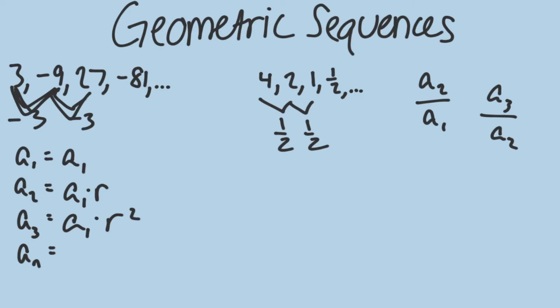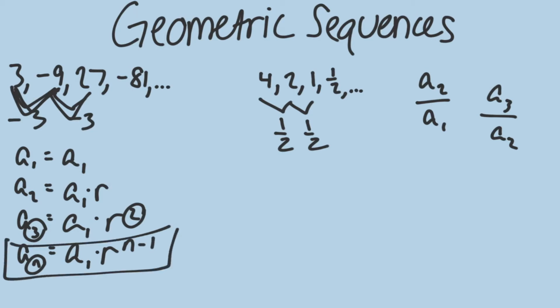We could keep going, but we can generalize this. If you notice, they all have an a sub 1, and then times r to the whatever this number is. It's 1 less in the exponent. So instead of n, we're going to have n minus 1. So that formula is a sub n equals a sub 1 times r to the n minus 1.